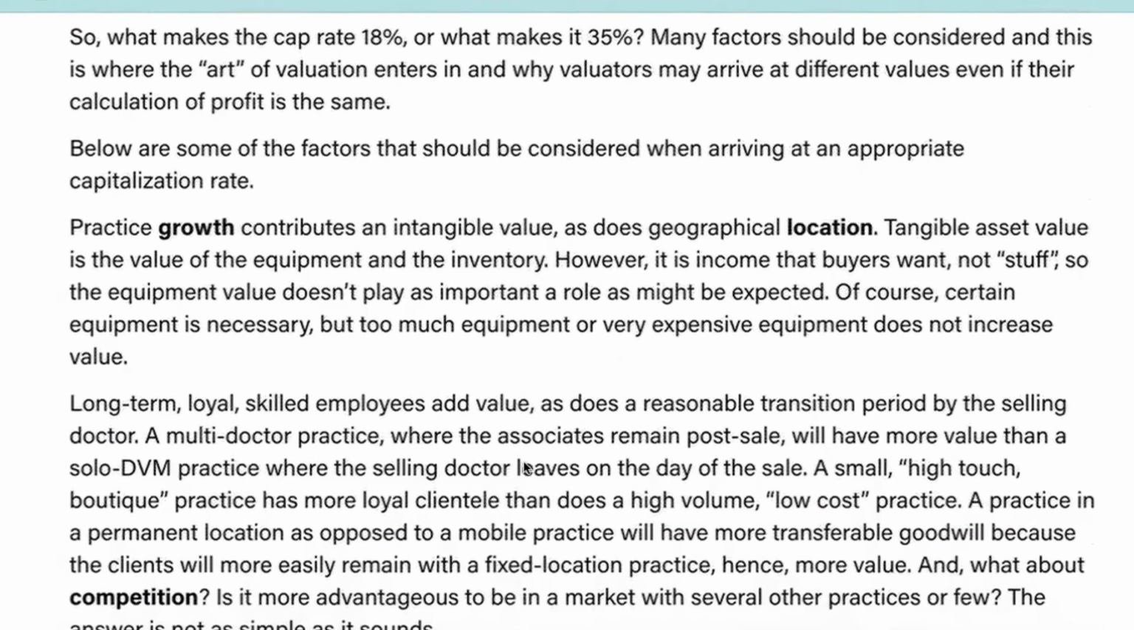It's backwards from how your mind thinks, because you think higher's better. Yes, but we're not multiplying, we're dividing. This is why you need to work with a professional because they're going to be able to understand these variables. So this article is pointing out that things like practice growth contribute an intangible value, as does geographical location. Tangible asset value is the value of the equipment and the inventory. However, it's income that buyers want, not stuff. The equipment is not what's generating the profit.